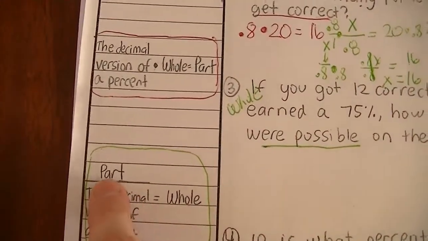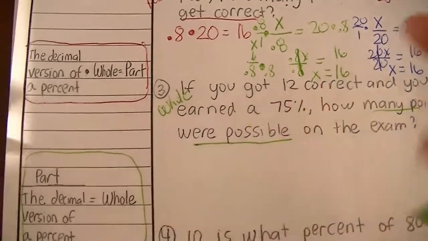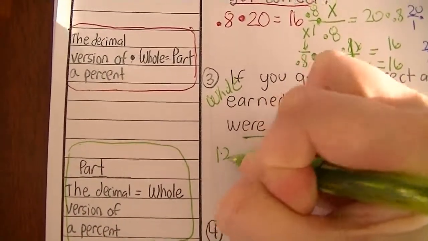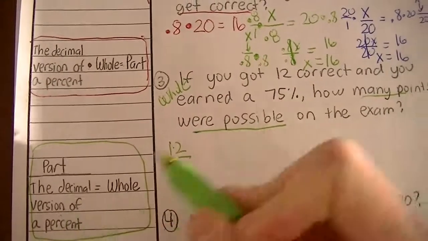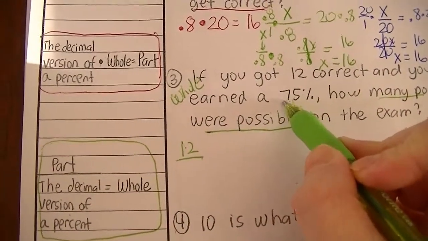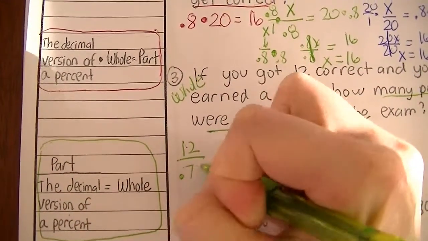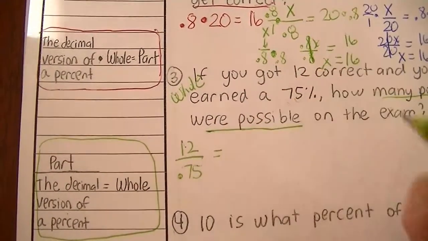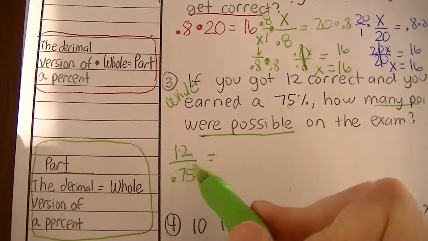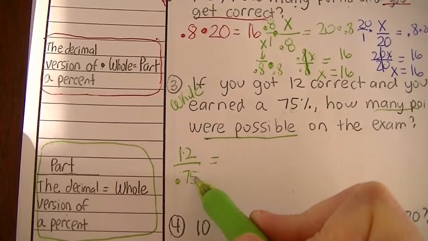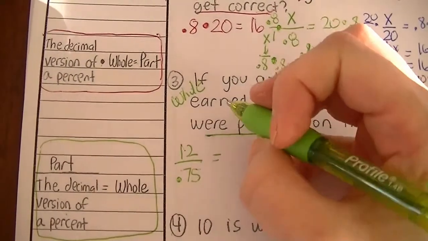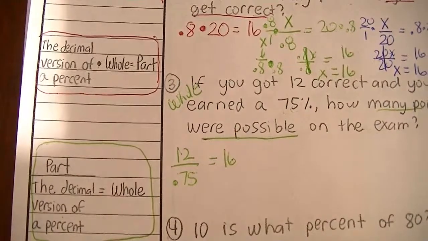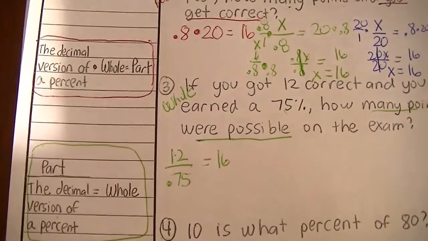So let's go ahead and start with the part. Well, you got 12 correct. And then you're going to divide that by the decimal version of the percent. So that would be 75/100. And that's going to give you the whole. Well, when you go 12 divided by 75/100, you would get 16. Okay? So that's the answer right there.